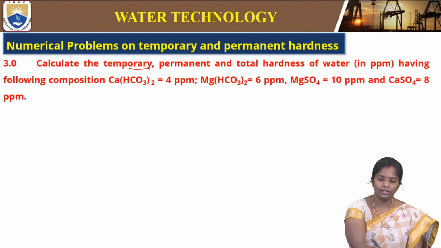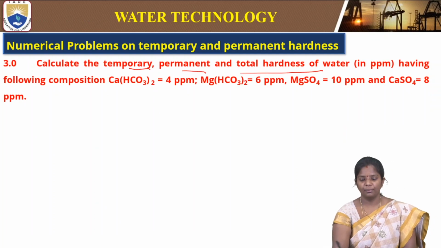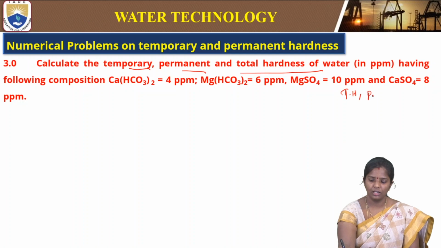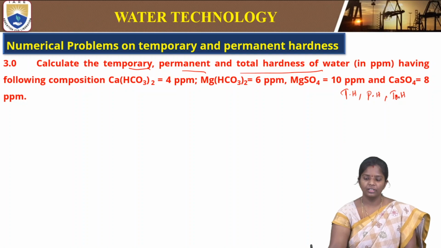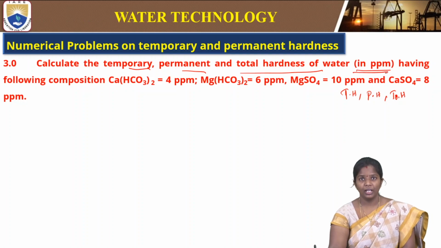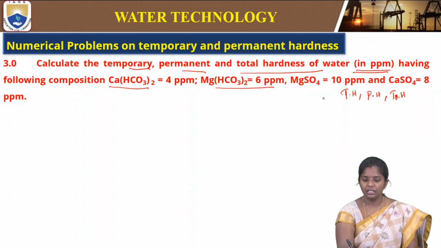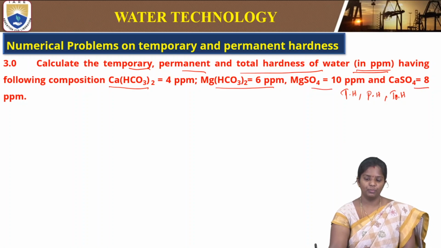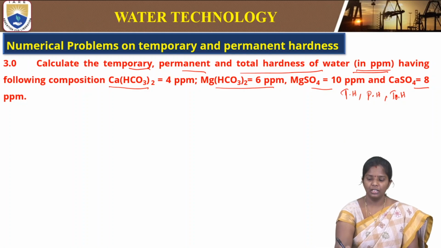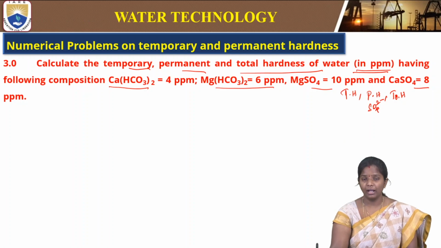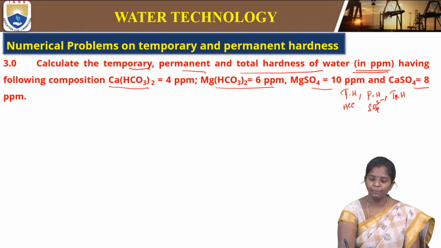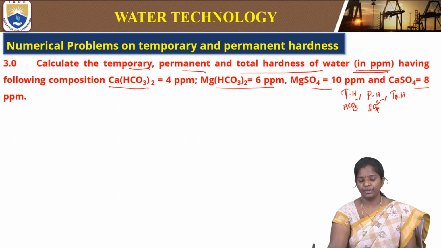Next, calculate the temporary, permanent, and total hardness of a sample in ppm, having the following composition. Calcium bicarbonate is 4 ppm, magnesium bicarbonate is 6 ppm, magnesium sulfate is 10 ppm, and calcium sulfate is 8 ppm. So these sulfates are responsible for permanent hardness, and bicarbonates are responsible for temporary hardness.